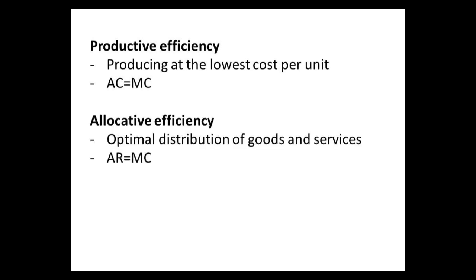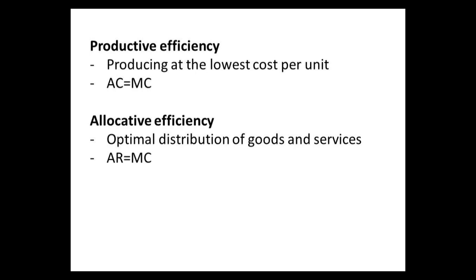The second and trickier example is allocative efficiency. This is defined as the optimal distribution of goods and services in our economy. It's usually easier to think about in graphical form. It's found where AR equals MC.